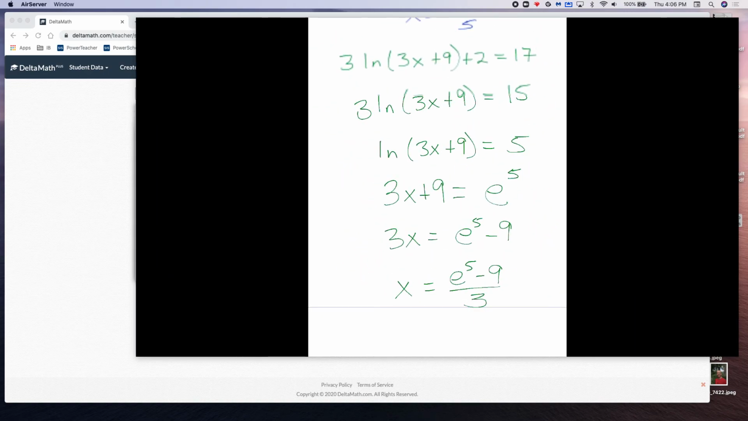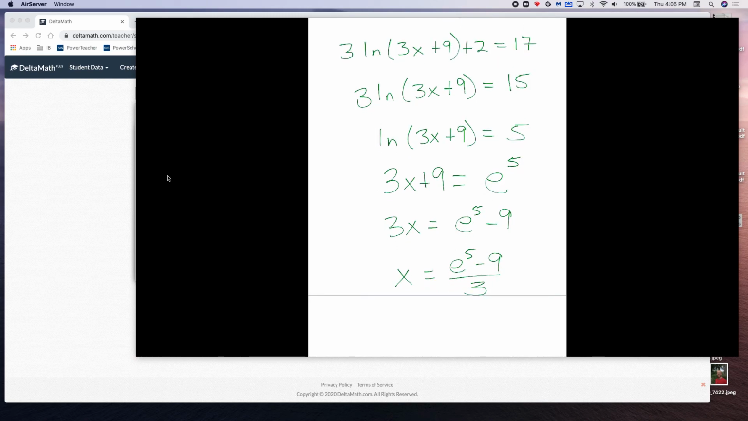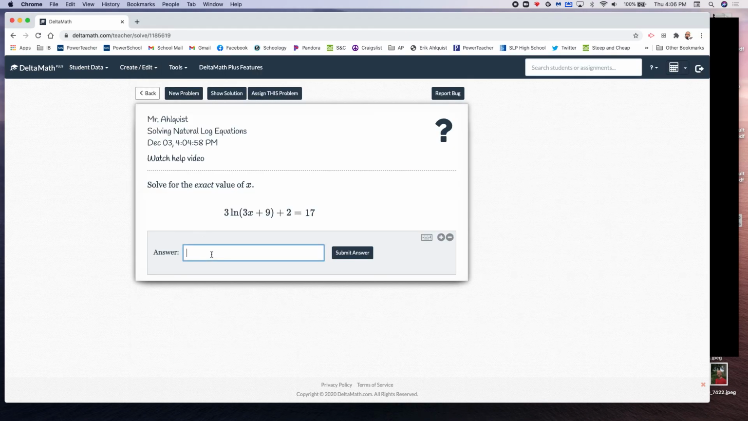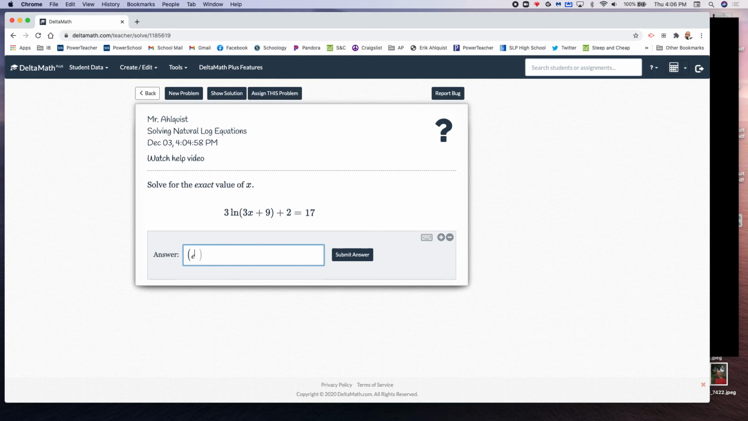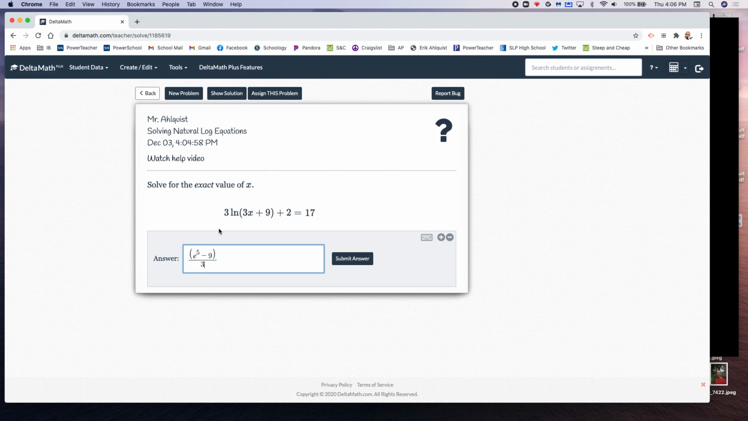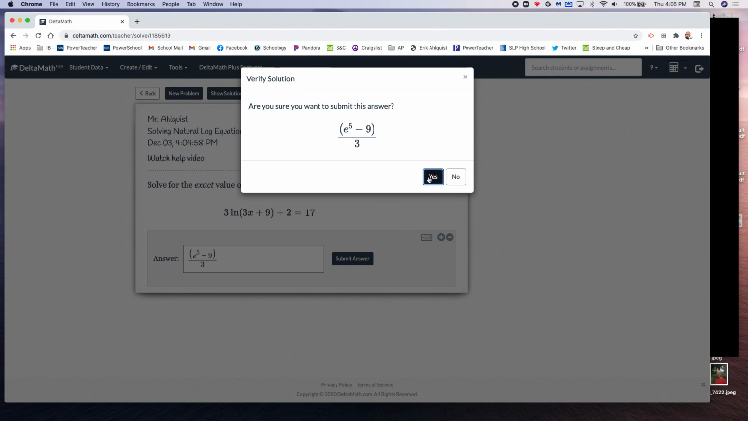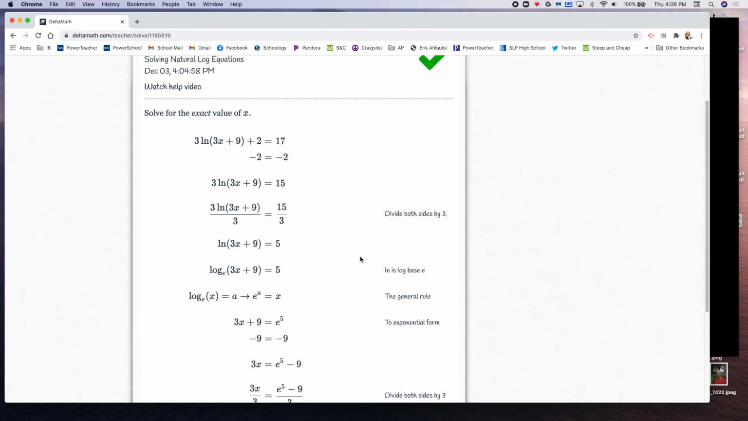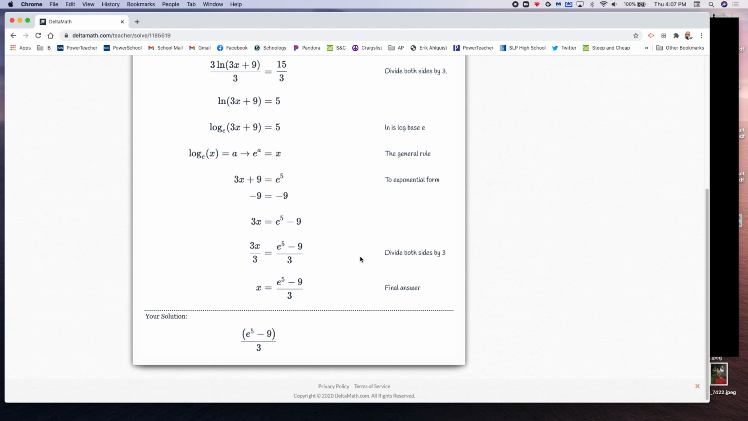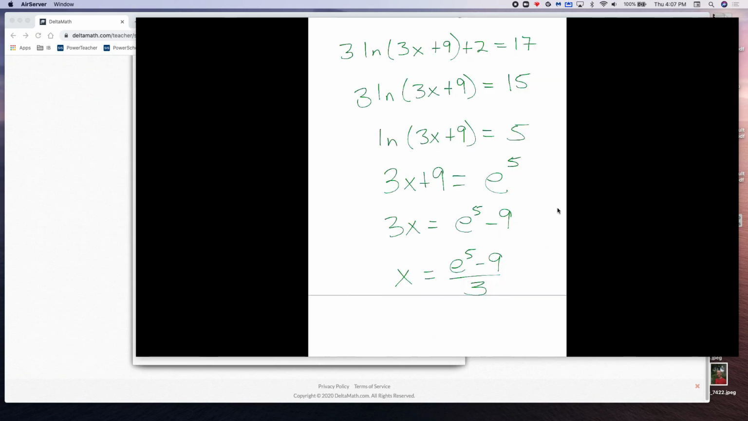So there's the steps that you'll see in Delta Math. If I go over here, I do e. Whoops, remember, got to put parentheses around it because I want to do all this. I do e to the 5th power minus 9. Close the parenthesis. Divided by 3. Hopefully, I did everything right. There it is. There's all the steps. Should match my steps. And you're all set to do those problems. Let me know if you need help.